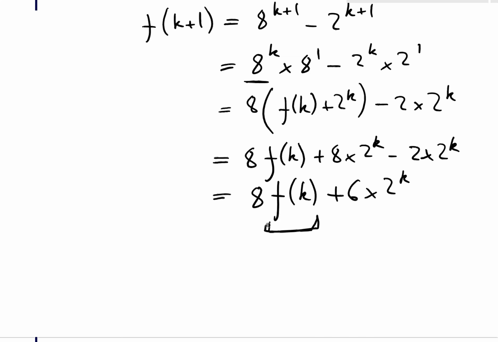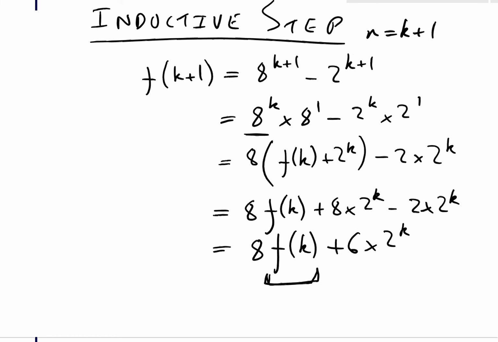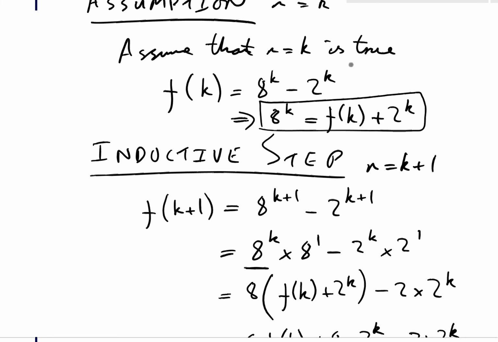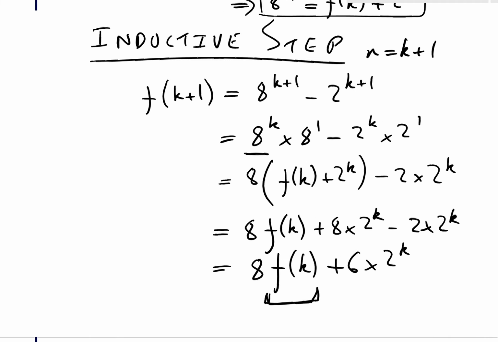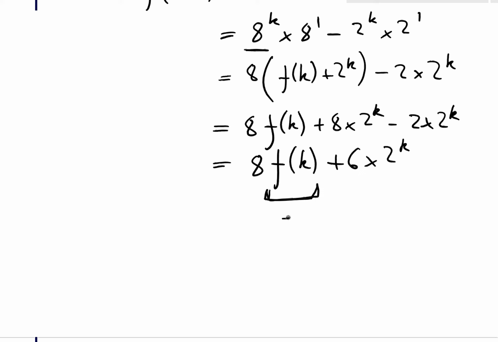This thing, f of k, well, in our previous case, in our n equals k case, assumption step, I've said that I've assumed that the case when n equals k is true. So I've assumed that f of k equals 8 to the power of k minus 2 to the power of k is divisible by 6. Okay, so this thing is divisible by 6.